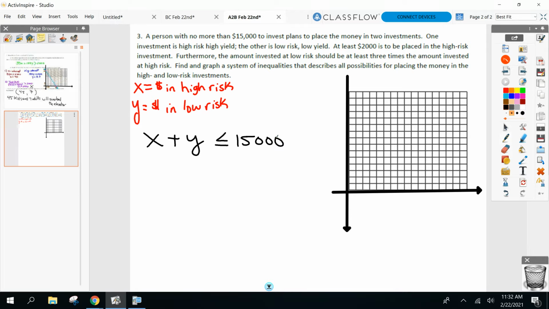You have to have at least 2,000 in the high risk. Done, that's it. High risk, at least 2,000. So we're not going to involve X and Y because we're just talking high risk here. High risk, at least 2,000.